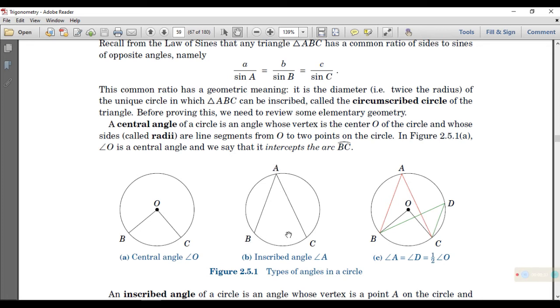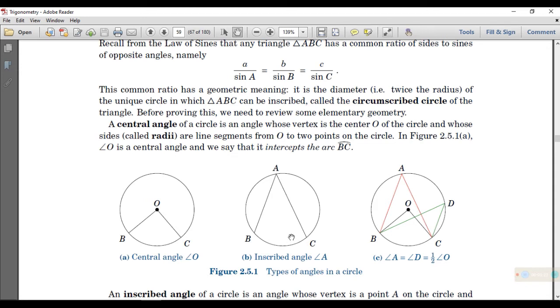Ano naman ang inscribed angle? So, all of the points of the inscribed angle are points on the circle. So, the vertex and the endpoint of the two sides. So, ang side natin ay AB at saka AC. Both AB and AC are chords, or the endpoints of the sides are both points on the circle. Unlike sa central angle na ang endpoint ng mga sides niya, isa lang yung nasa circle and the other is at the center. Dito, lahat sila nasa point on the circle. AB and AC are both chords.